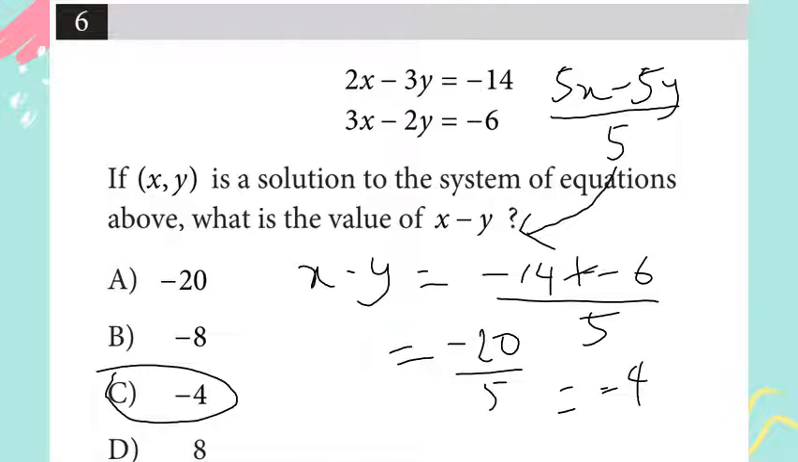So when you want to write your SAT exam, it is important that you know all these strategies.